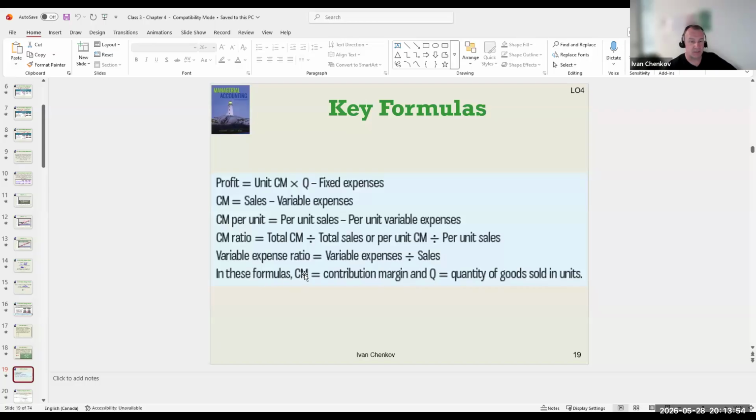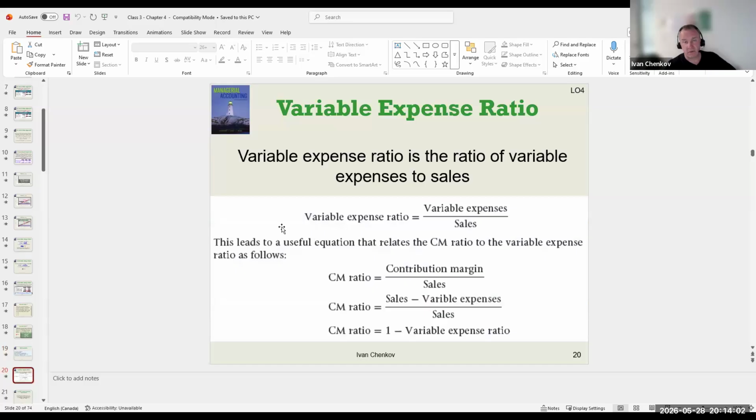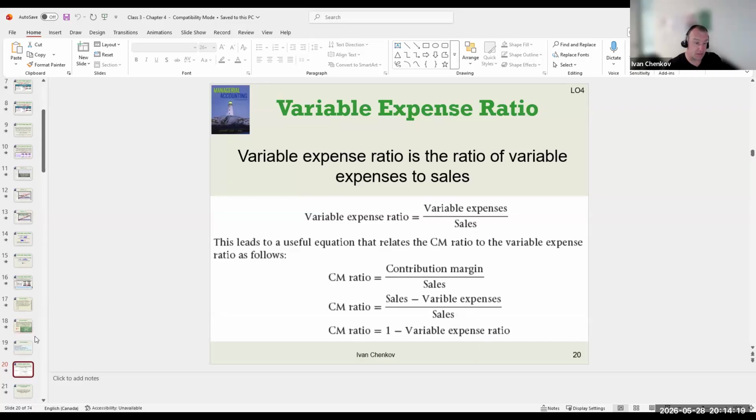And in this formula, CM is contribution margin, Q is the quantity of the products sold. So again, the variable expense ratio is always going to be variable expense, or variable cost, divided by sales. Contribution margin ratio will be either 100% minus the variable expense ratio, or 1 minus the variable expense ratio as a number if you use it, not as a percentage.